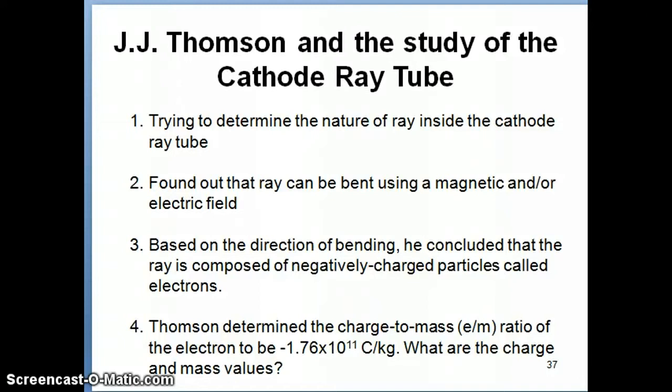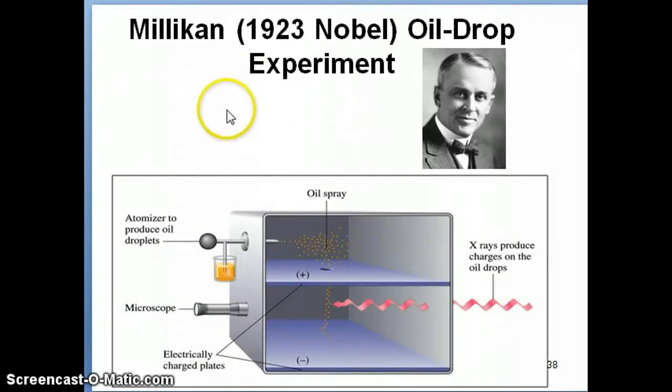So now we're going to move on to Millikan's experiment, which is often called the oil drop experiment. And this was the experiment that allows us to calculate the mass of the electron, because he was able to use this experiment to determine the charge of an electron.